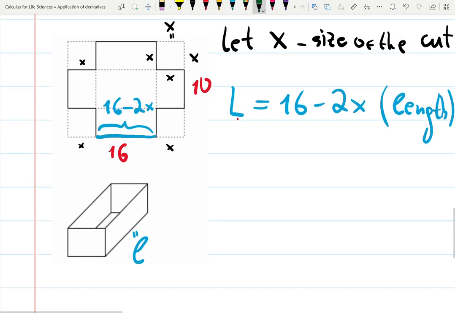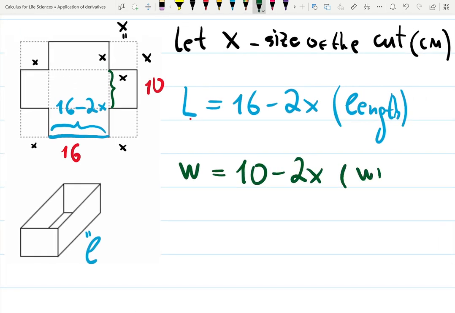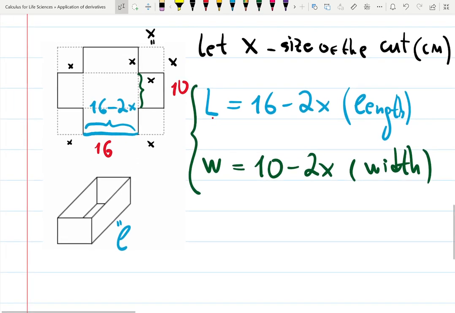How about the other side? The other side was 10. If it was 10, and now we're folding it by cutting 2 x's from each side, the new width will be 10 minus 2x, right? Width of the folded box, not of the cardboard. So 2x are 2 cuts, from the left and from the right. Those are my sides. Then I'll put this W here.